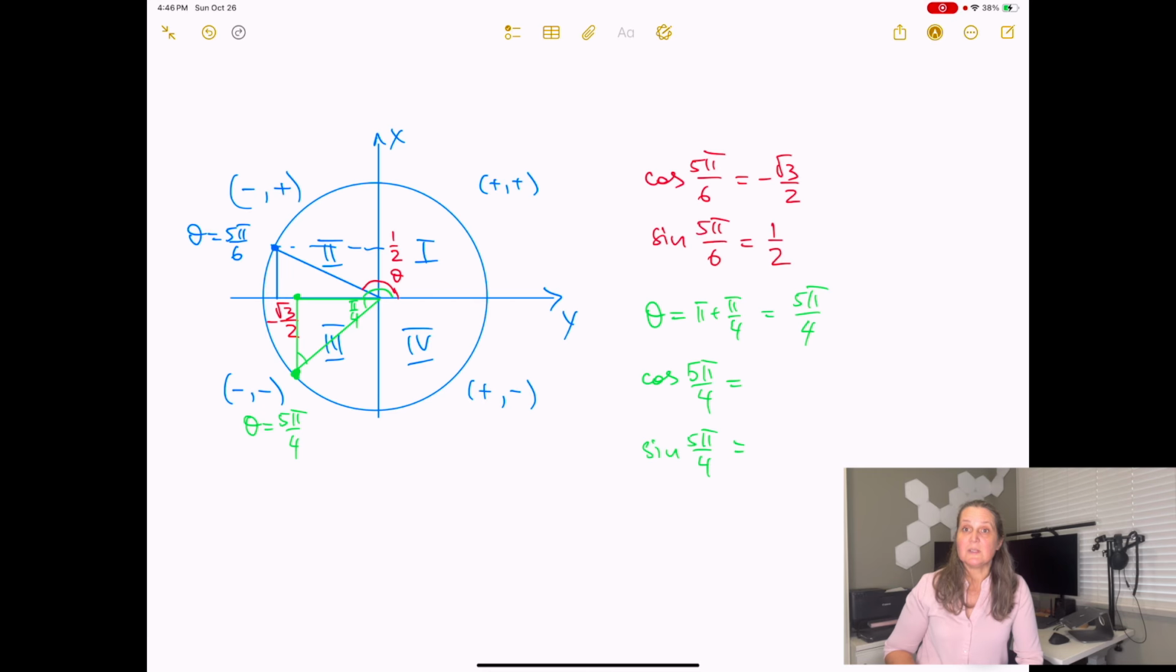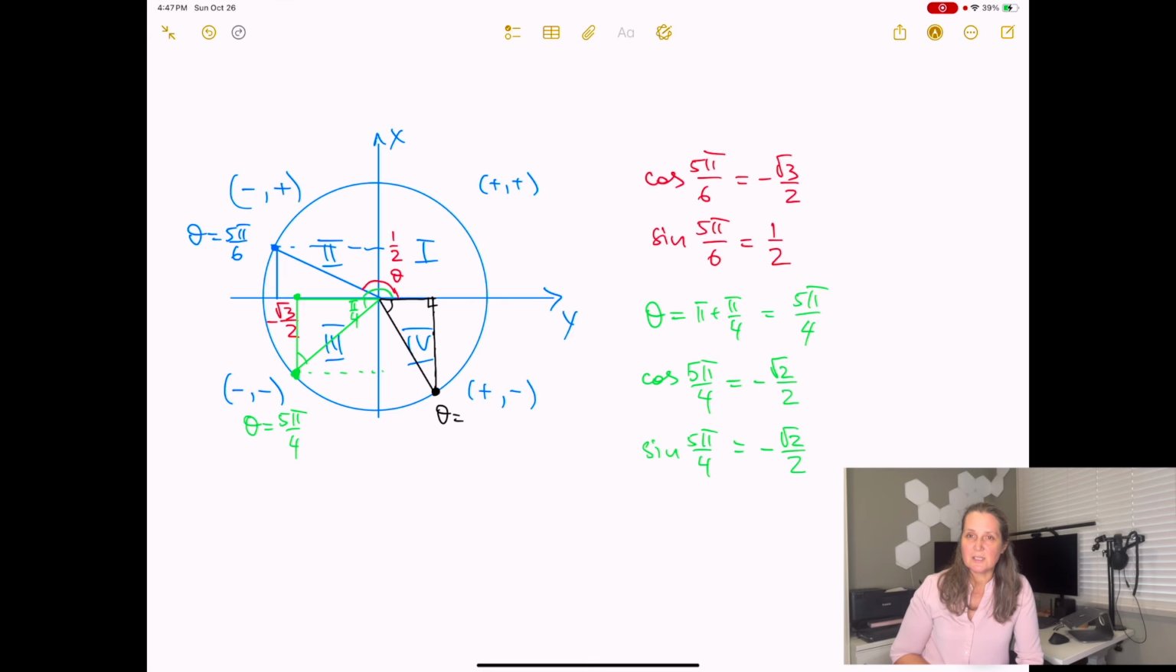The magnitude is equal to the same value, square root of 2 over 2. But because both x and y coordinates have negative values, we'll put the negative signs in front of the square root of 2 over 2. So cosine of 5 pi over 4 and sine of 5 pi over 4 are equal to minus square root of 2 over 2. Let's consider negative angle theta.